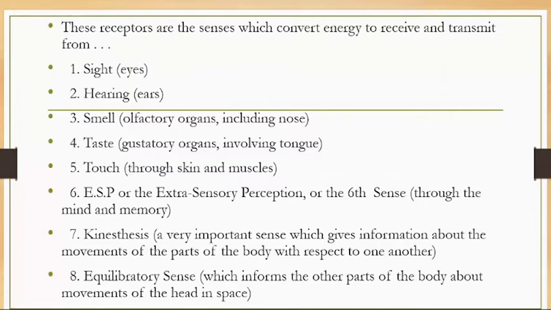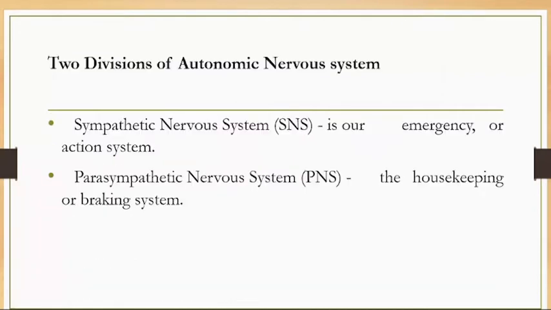So yan yung mga receptors natin. Okay, so we have two divisions of the autonomic nervous system. We have the sympathetic and the parasympathetic nervous system, yung binanggit natin kanina. So yung sabi natin kanina is energy or action, yung paggalaw niya, yun yung sympathetic, yung pagkilos, and then parasympathetic is the housekeeping or braking system. Yung parang I need brake, parang ganito.